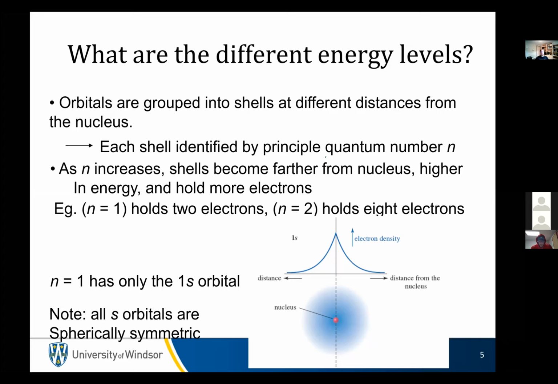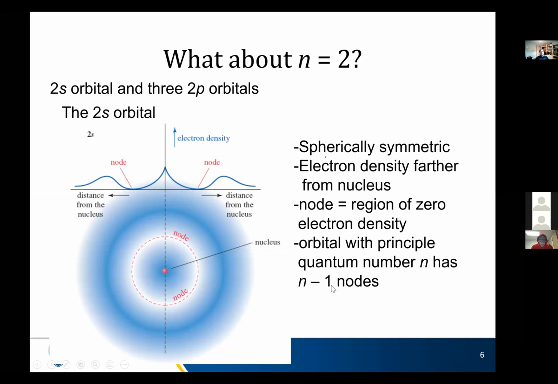N equals one only has an s orbital, and s orbitals, of course, are spheres. They're completely symmetric. So n equals two. What we have here then is two s orbitals and two p orbitals. The 2s orbital is a little weird, right? It looks like the 1s orbital on the inside, and then you drop your electron density, or probability of finding an electron, to zero. That's called a node. It's a place where there is no chance of finding an electron. And then suddenly you've got a probability outside of that.